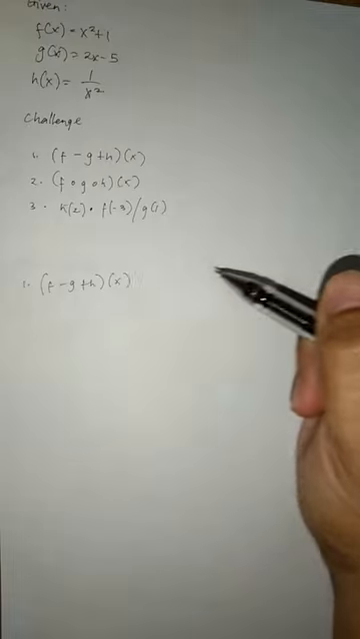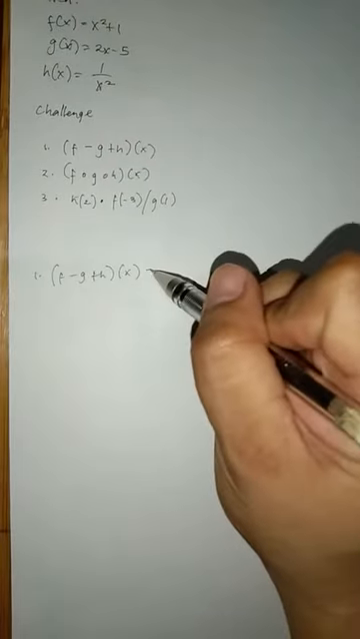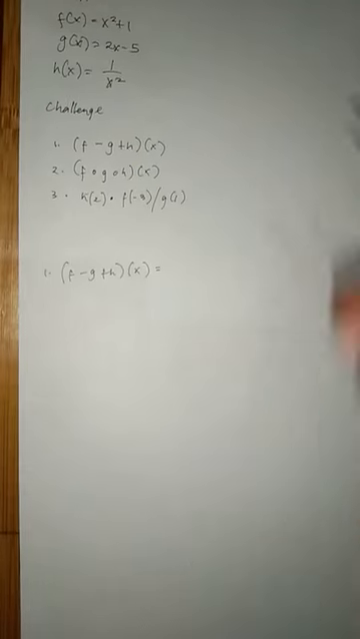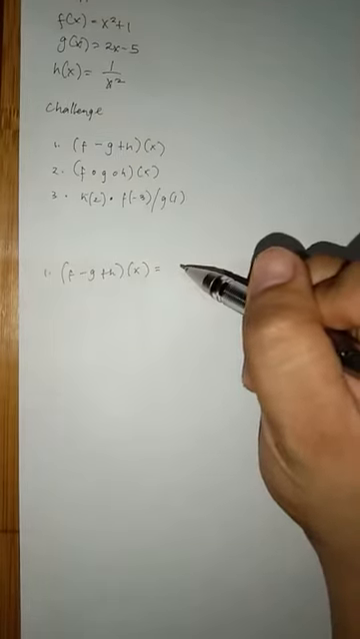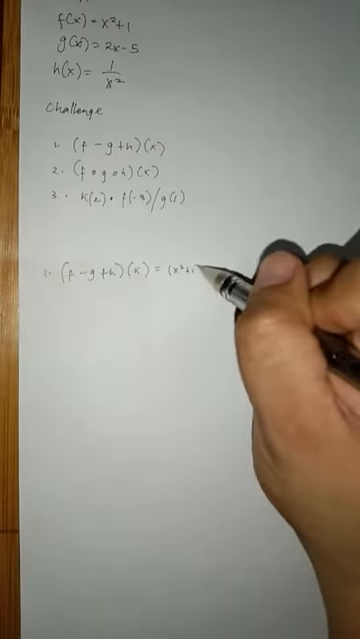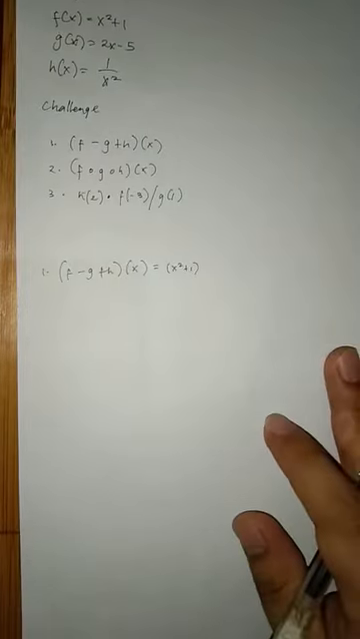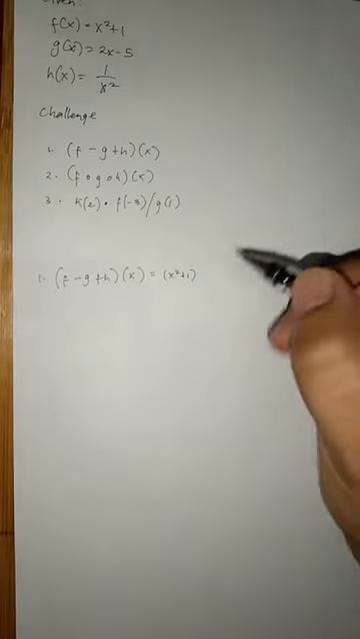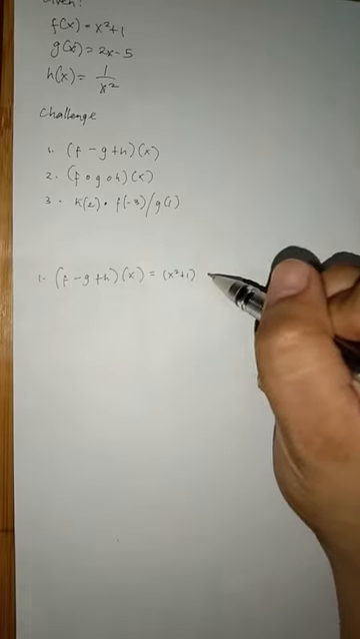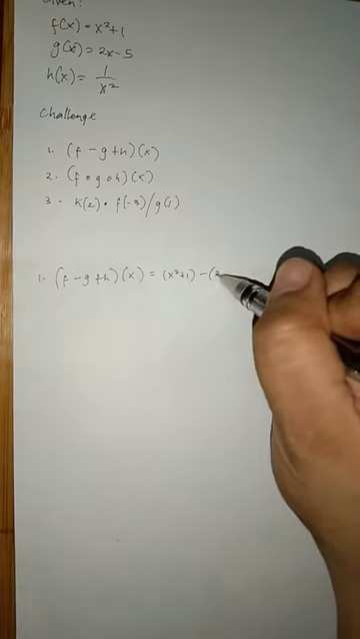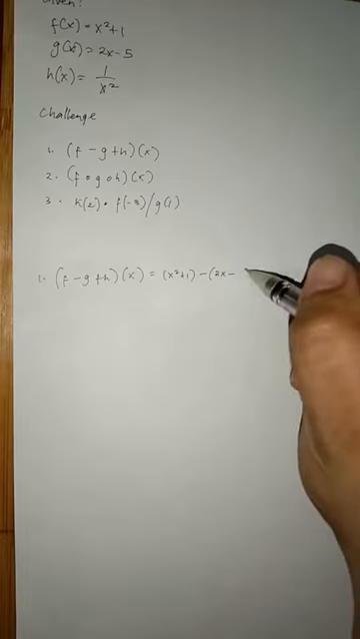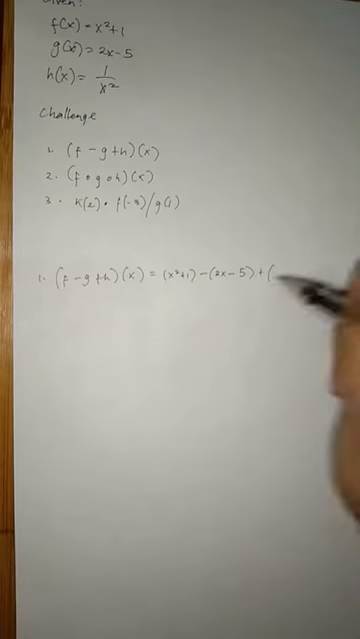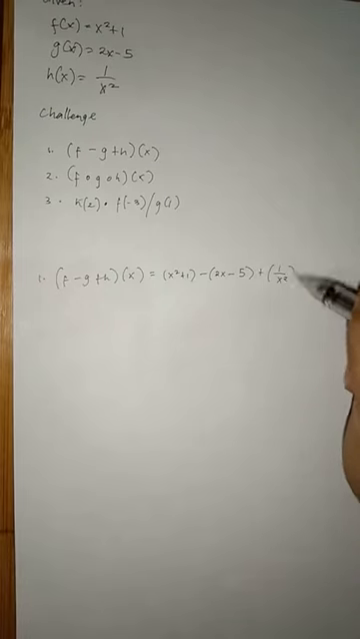Okay. So f minus g plus h of x, so all we need to do is we copy each function and then we add them accordingly. So let's start with the f of x, so that is x squared plus 1. So remember, at first we need to enclose them in parentheses to indicate that these are separate functions. Now, next is the g of x, so that is minus quantity 2x minus 5. Okay. Next is plus the h of x, which is 1 over x squared.